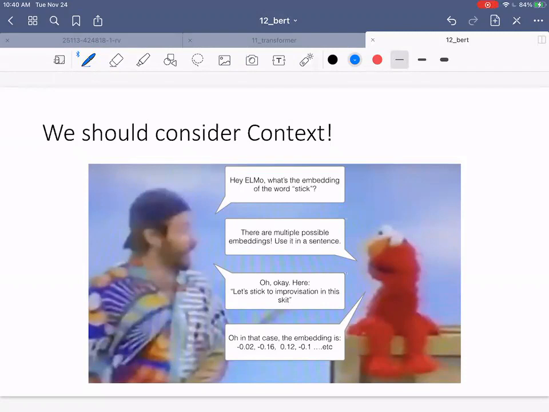So it's a fixed vector, but ELMo is something different. In this example, the conversation is: hey, ELMo, ELMo is the word embedding model. Hey, ELMo, what's the embedding of the word stick? Then correctly, it says that there are multiple possible embeddings, so use it in a sentence, because stick could be either sticky, like being attached to something, or actually a stick, like a wood. So you must use your word in a sentence to really understand what it means. So here, the user says, let's stick to the improvisation in the skit, which is stick to meaning not changing, basically. And the ELMo model says, oh, in that case, the embedding is something. So it means that your word embeddings are no longer fixed after training. You generate your word embedding on the fly, given a sentence.